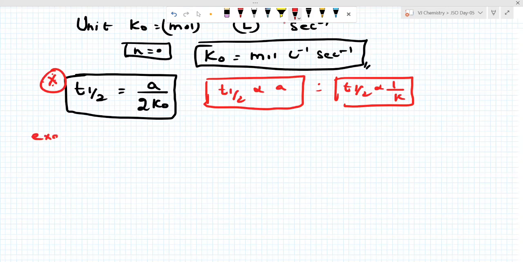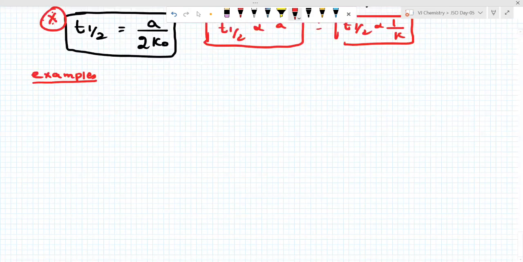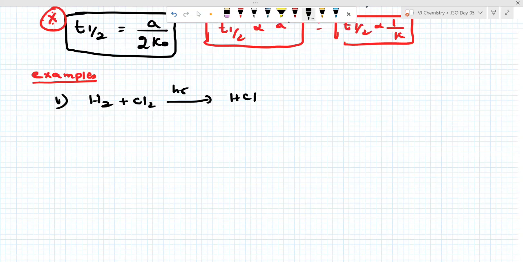Now, please note the examples. First example: H2 plus Cl2 gives HCl. The formation of HCl is a zero order reaction. This is very important. Decomposition of ammonia, NH3, on heating forms N2 plus 3H2. This decomposition of ammonia is a zero order reaction.